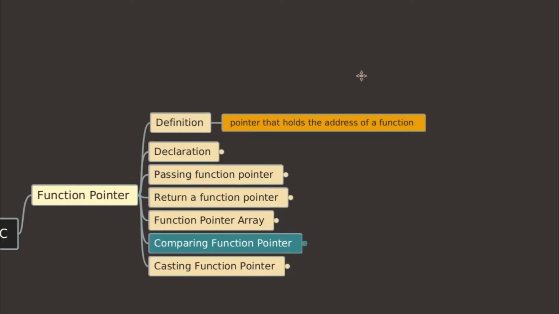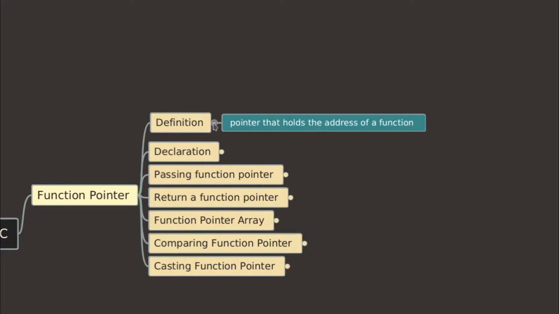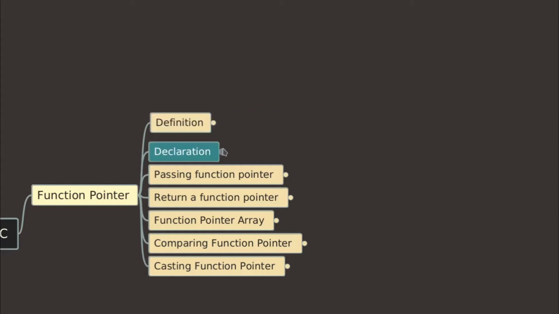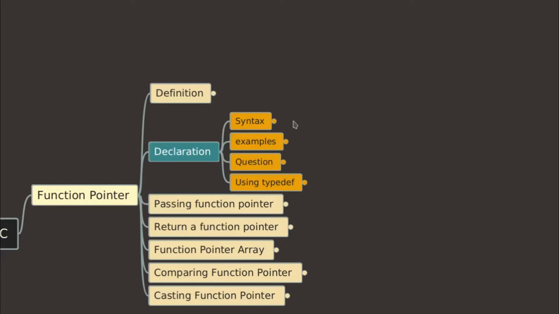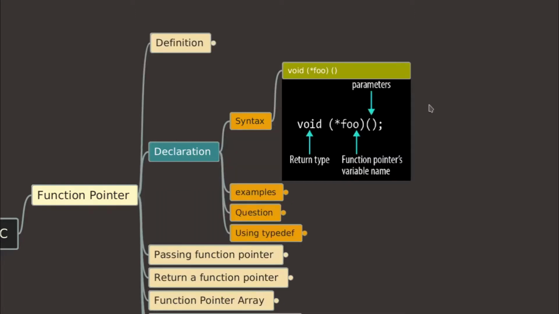If you know what a pointer is, you can guess what a function pointer will be. It's a pointer that holds the address of a function, that's it. The next part that most newbies will find difficult is the declaration of a function pointer, the syntax related to it. So let's inspect the syntax before proceeding. The syntax is straightforward but a little bit cryptic.